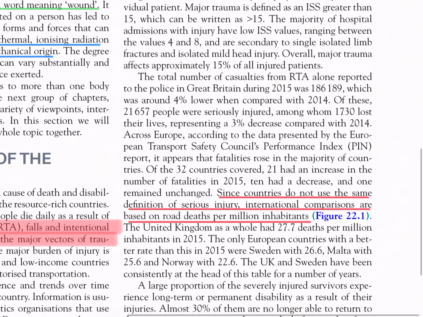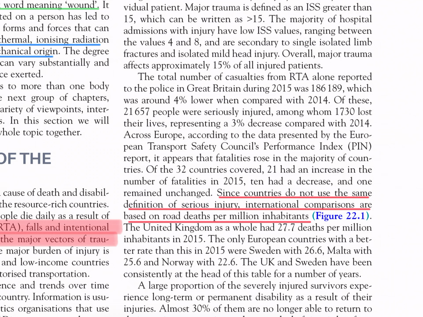The total number of casualties from road traffic accident alone reported to the police in Great Britain during 2015 was 186,189, which was around 4% lower when compared with 2014. Of these, 21,657 people were seriously injured, among whom 1,730 lost their lives, representing a 3% decrease compared with 2014.